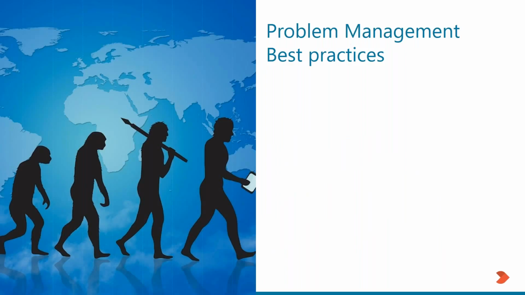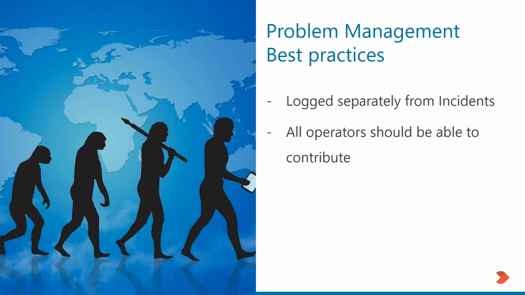The first one is that you should always have a separate place to log your problems. Problems should have a dedicated time, resource, and space, so that you don't merge the grey area between incidents and problems, and you're dedicating the resource that you need to your problem management investigation. We also recommend that the problem management process should be something that involves all of your operators and analysts. Everyone who has a stake, if you like, in the process should be able to contribute.